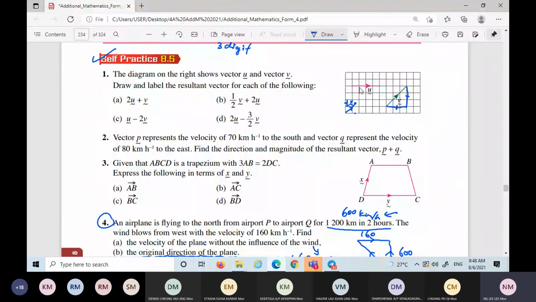And then continue with the 2u. Then from here, you count 8. If not, easier way, the other way round: 2u do first, means you draw 8 to the right, and then only continue with this small tiny 1.5. It's easier. Then what is the negative 2v? Negative 2v. So I roughly go through with you already. So I hope you can do it.